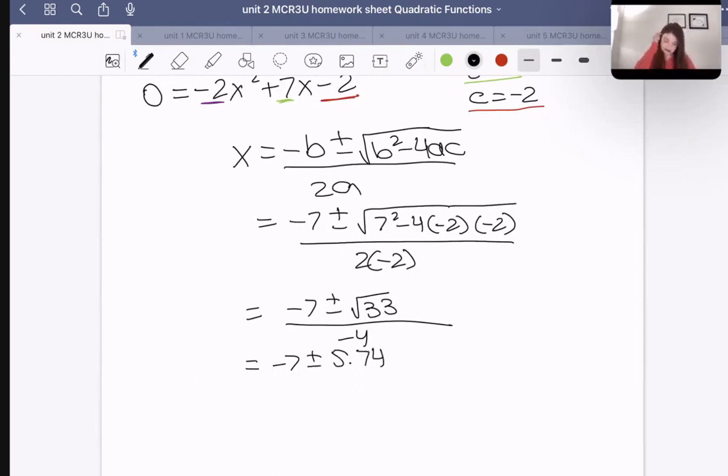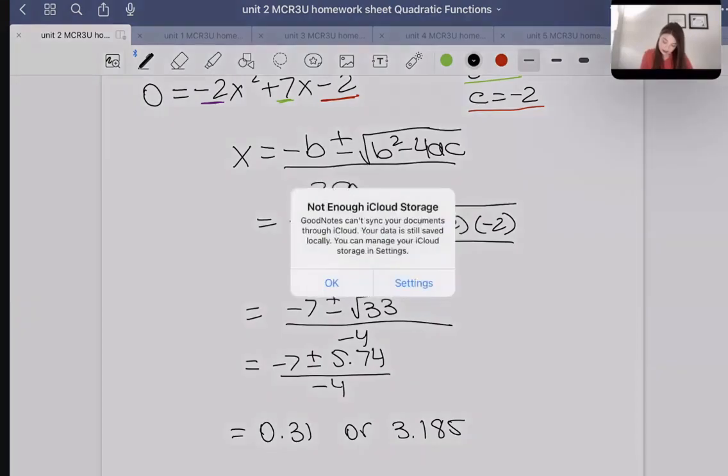Okay, so then let's see what are our two answers. So let's do first plus 5.74 minus 7, and then divide by negative 4. We end up with 0.31 approximately. Or what about our other answer? So what if we do negative 7 minus 5.74 divided by negative 4? We end up with 3.185. All right, very good.